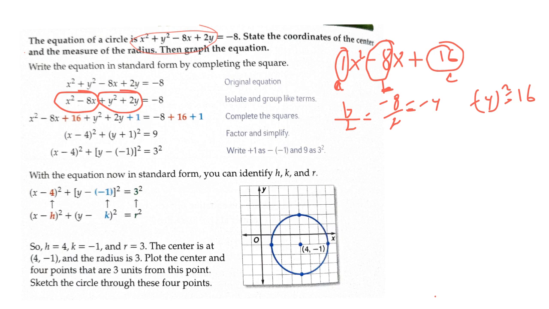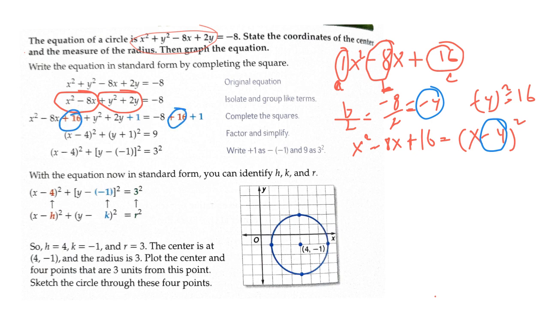Now we got a new trinomial, x squared minus 8x plus 16, and this can be written as x minus 4 squared. Now you can see that this negative 4 is the same as half of the middle term. And now remember that in the equation we have to add 16 on both sides to keep the equation balanced.